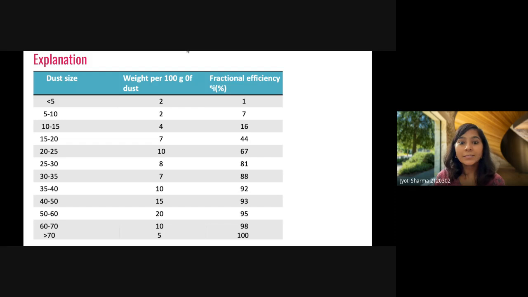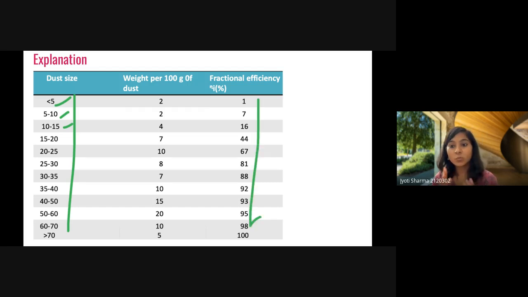And here you can see the dust size 5, or 5 to 10, 10 to and so on. This is your size and this is your efficiency. You can see the efficiency will increase whenever the dust size increases. Okay.